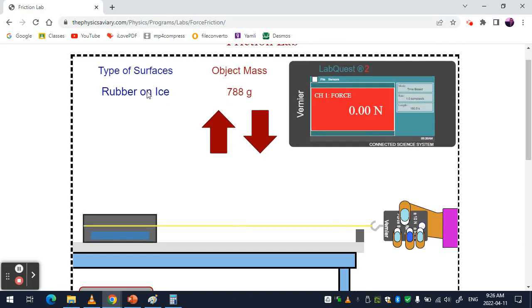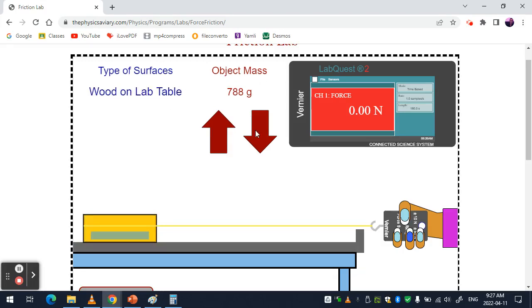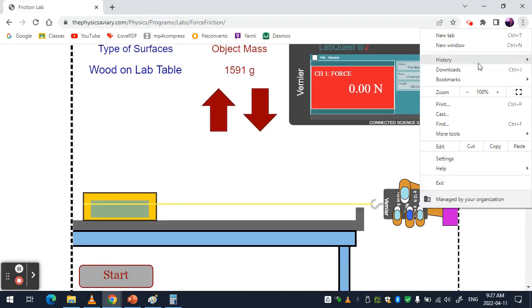Look at this animation. If you keep clicking on type of surface, you change things: rubber on ice, aluminum on steel, glass on glass, and so on. Then you can change the object mass. Apparently it goes up to 2 kilos. No problem. Let's say you got to here, in grams. So the question here is: how much force do you need to put in to get a wood on a lab table? Okay, everyone, we're gonna do this. Let's start.